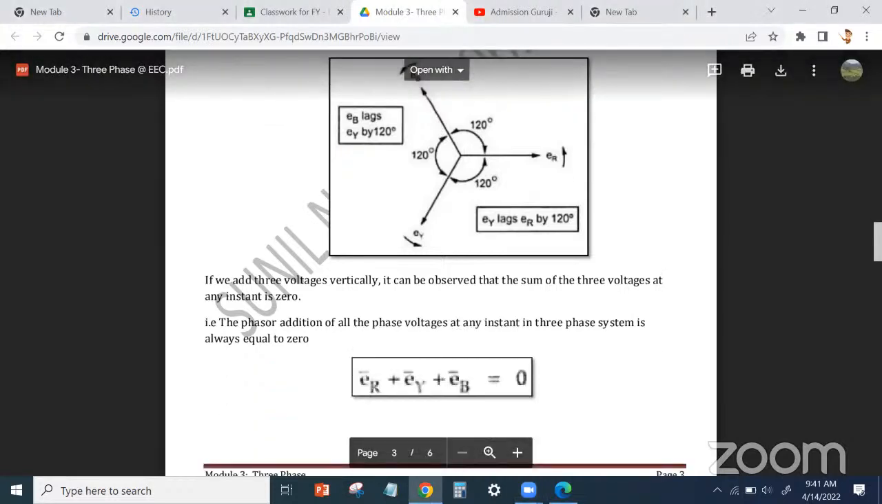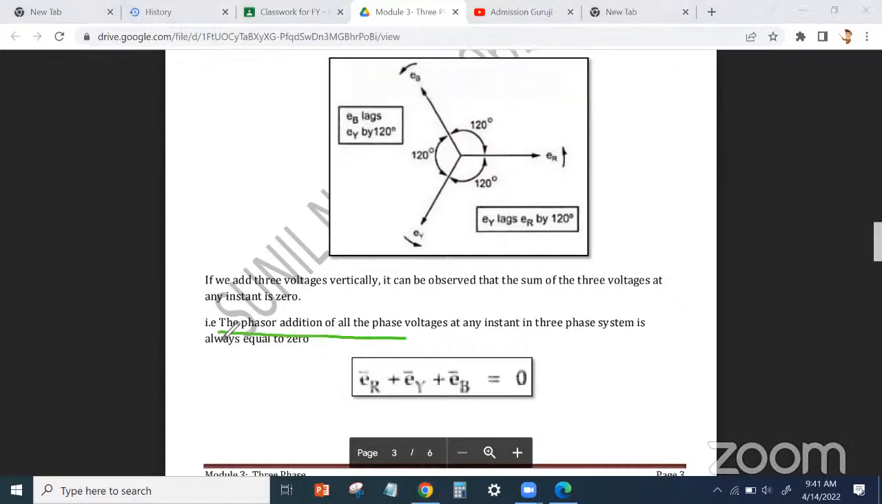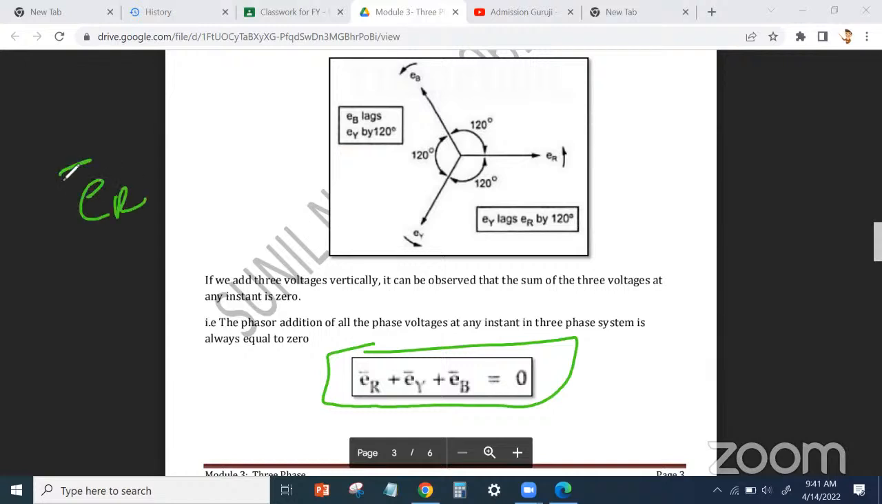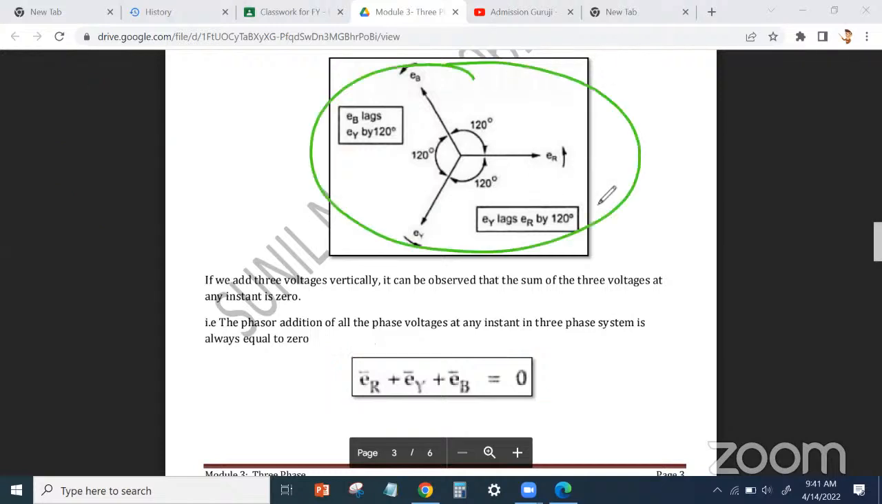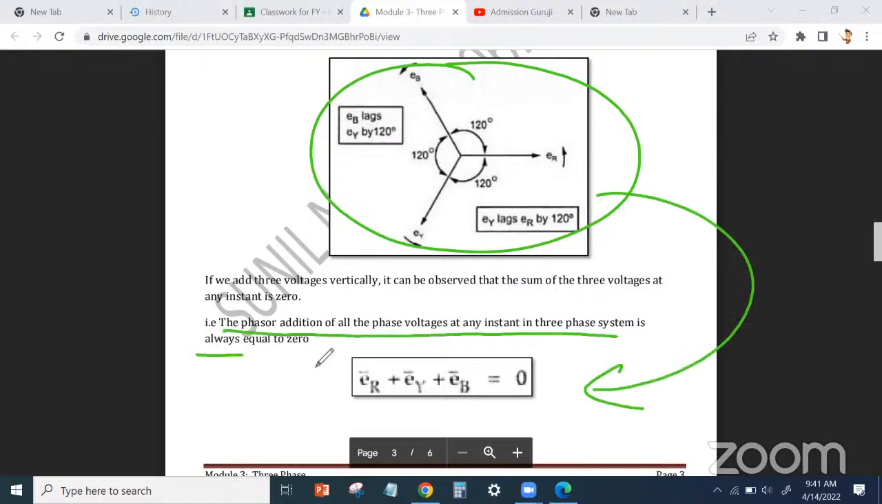So what is the statement? The phasor addition of all the voltages at any instant in a 3-phase system is always equal to 0. Phasor addition मतलब angle का addition. Phase का addition is 0. So ER bar plus EY bar plus EB bar is equal to 0. This bar indicates it's a vector, magnitude plus direction. Okay? So waveform कैसे? This is the waveform. And from the waveform we understand if you do the phasor addition of all 3 voltages, the addition is 0.